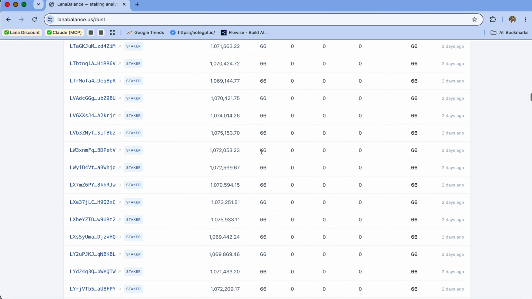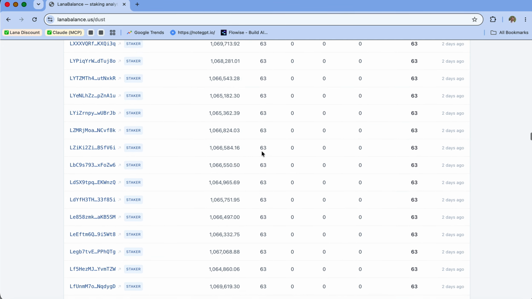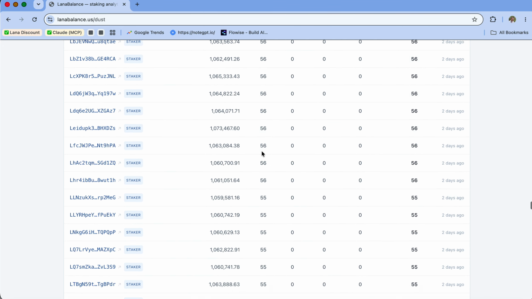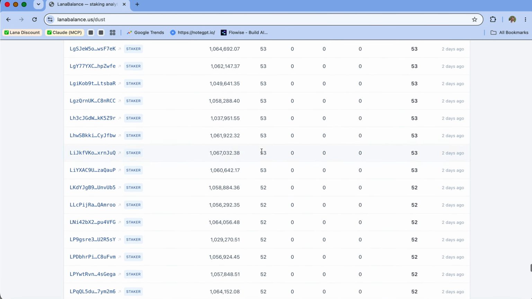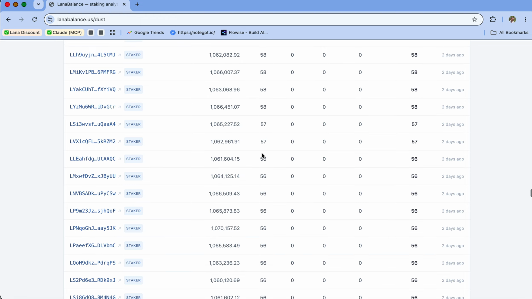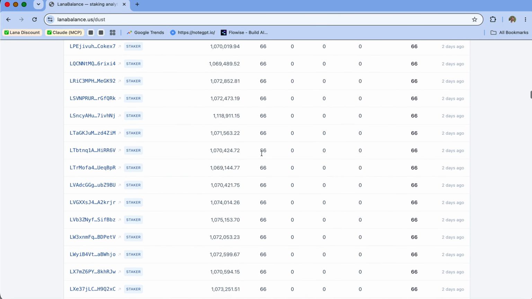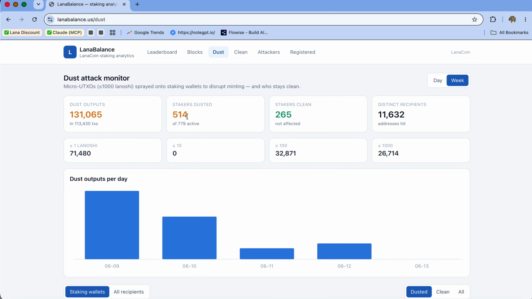So here are all the wallets that have been attacked. So literally everything, all million wallets are also here. So actually on the level of the million, altogether, 514 wallets were attacked. And there have been 130,000 dust transactions. 70,000 were less than 1 Lanoshi. And this is on the weekly basis.